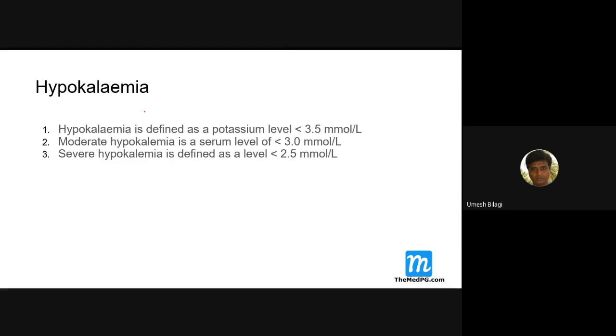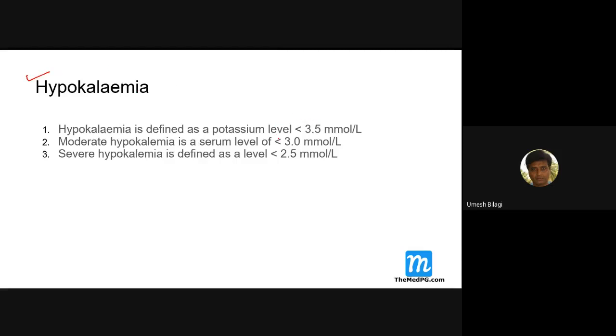Now we'll go to the manifestations of ECG with respect to hypokalemia. What is hypokalemia? Can anybody tell me? Nobody knows what is hypokalemia? Sir, decreased concentration of potassium in the blood. Yeah, that is less than 3.5. When the potassium level is less than 3.5, we call it hypokalemia.